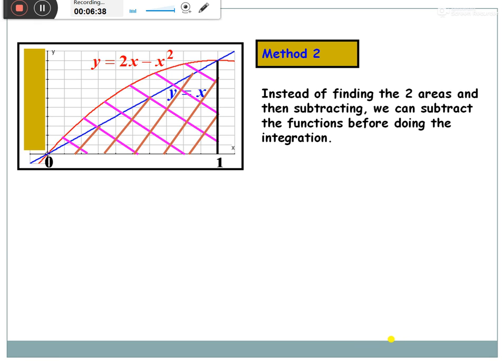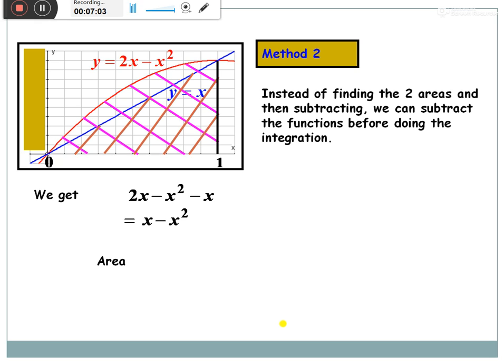In this second method, instead of finding the two areas and then subtracting, we can subtract the functions before the integration. That means if we subtract the function y is equal to 2x minus x square and y is equal to x, then we get 2x minus x square minus x, that is equal to x minus x square.